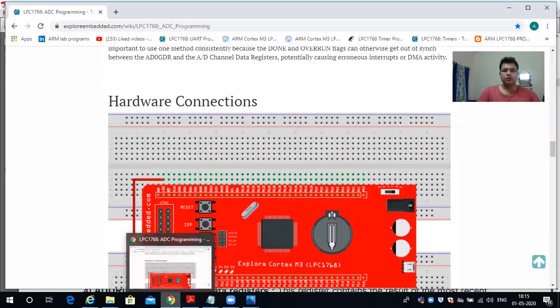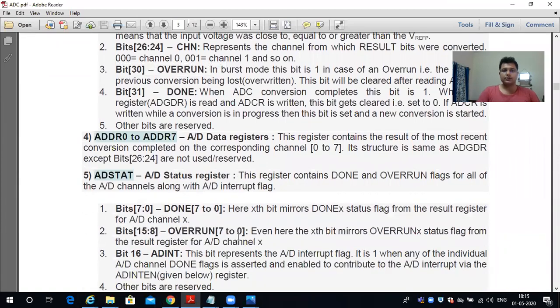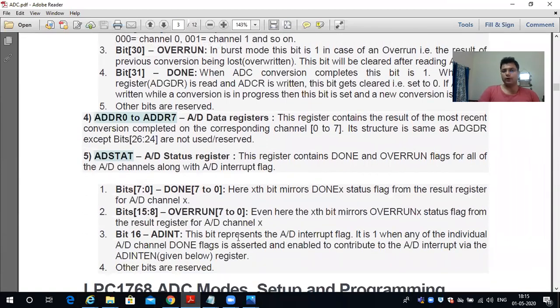So that is all about the registers. Then there is one more register, an ADC status register. This status register will hold the memory image of the done bit and overrun bit.